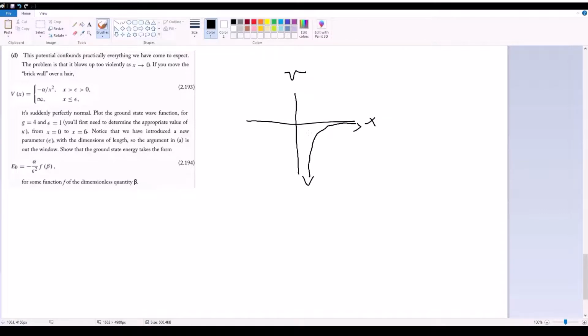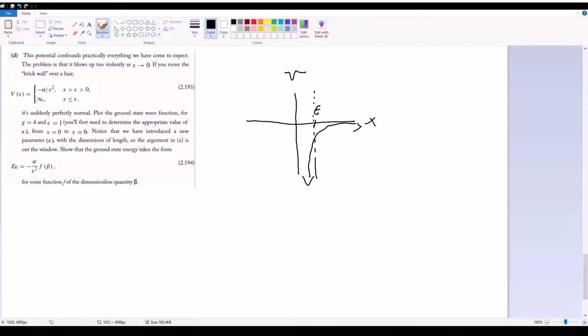The solution that Griffiths offers is that we limit our potential to some point epsilon and cut it off from here. If we cut it off at this point epsilon, then this potential is all of a sudden perfectly normal, and because of that, our resulting wave function is also not going to have the problems that it had in parts A through C.